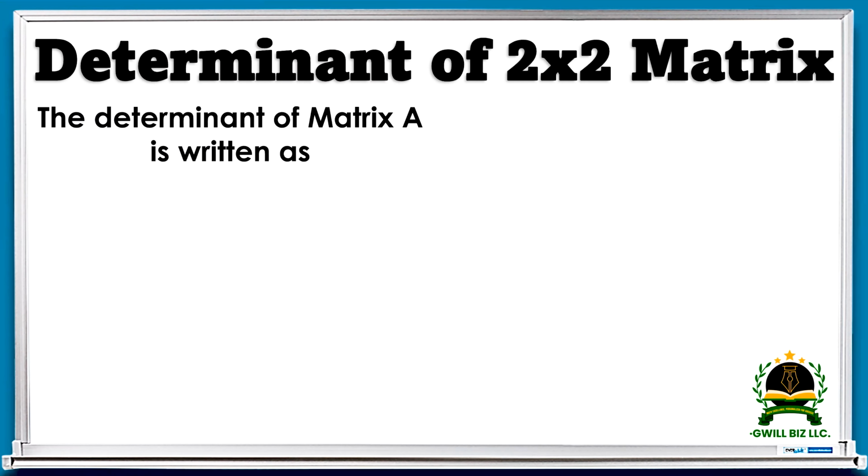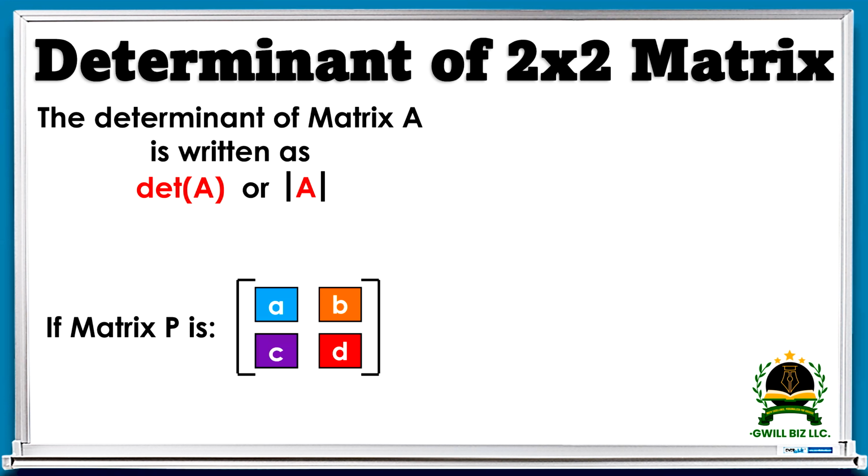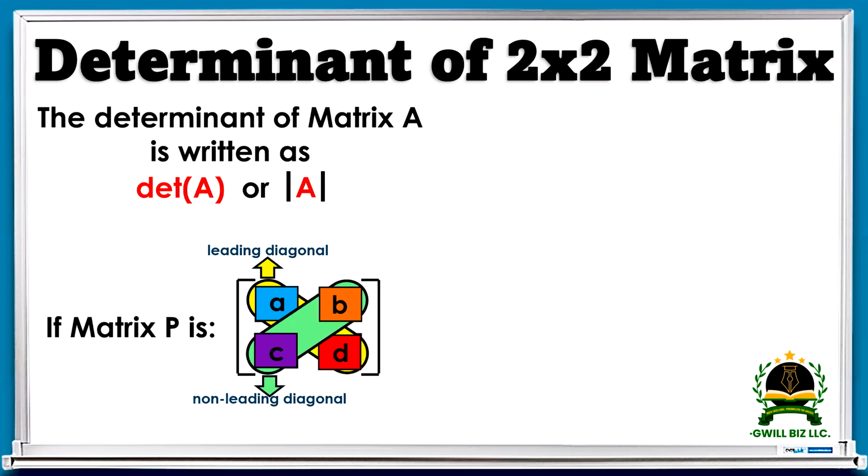So the determinant of a matrix is written in the abbreviated form det, with the name of the matrix written in the parentheses or indicated with the absolute value sign. Let us consider matrix P with elements A, B, C, and D. Please note that AD represents the leading diagonal and BC represents the non-leading diagonal.